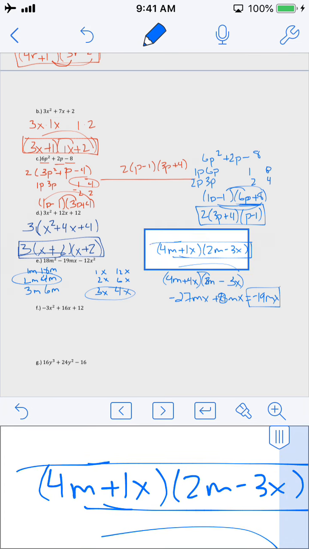What was really annoying is 18 and 12 had so many factors. So when they have a lot of factors, you really want to see if you can get a GCF out. If you can't, welcome to life. Sometimes it just kind of sucks.